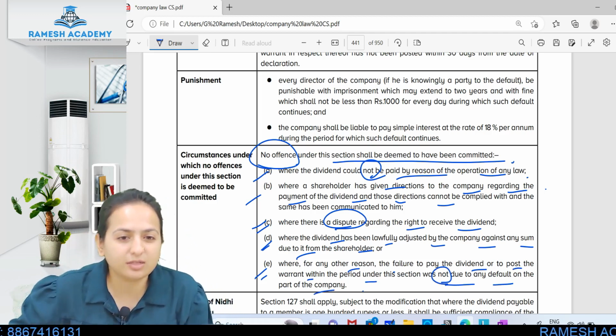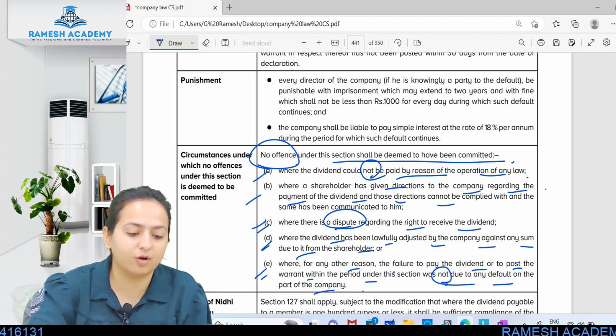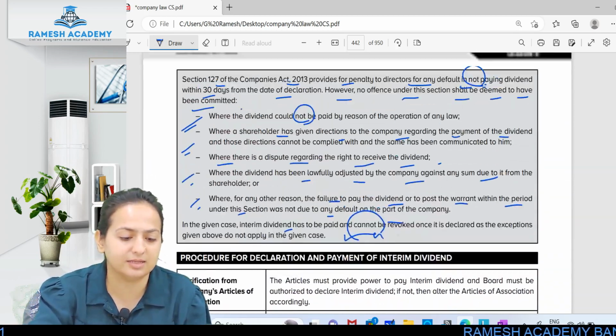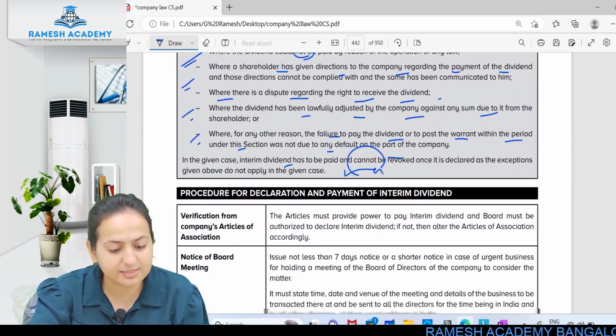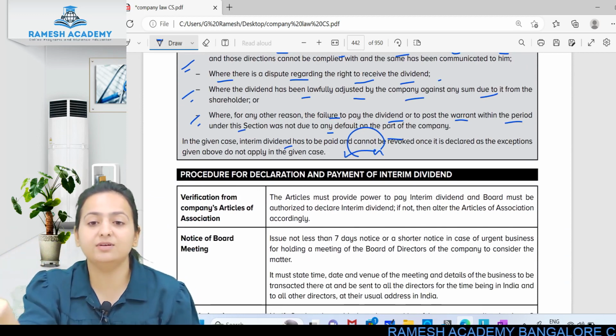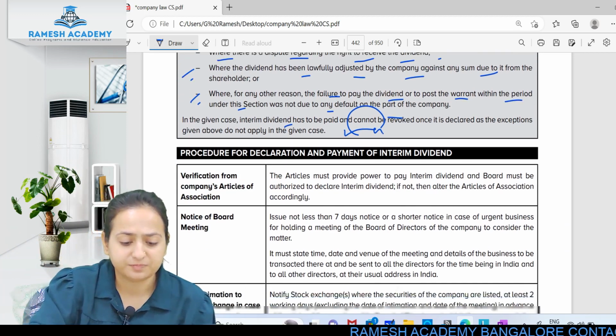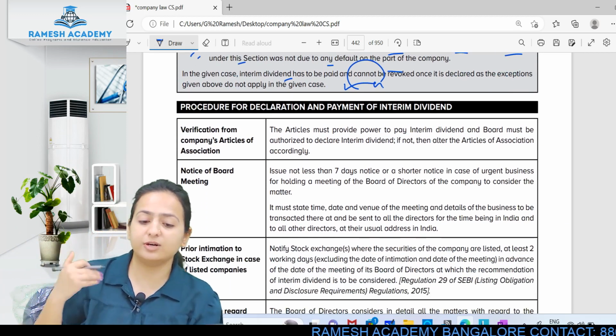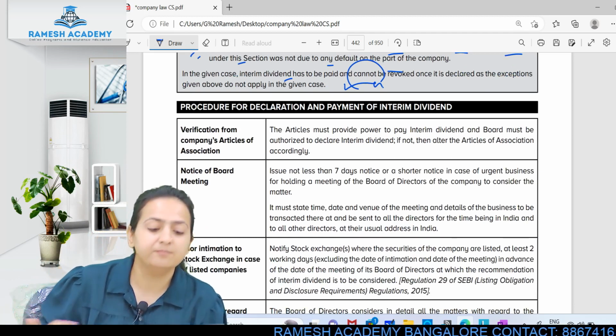So these are all cases where the default is not there. A similar answer they have written in this case. Yes, but once you have declared the dividend, you cannot revoke the dividend. Now, what is the procedure for declaration and payment of interim dividend?